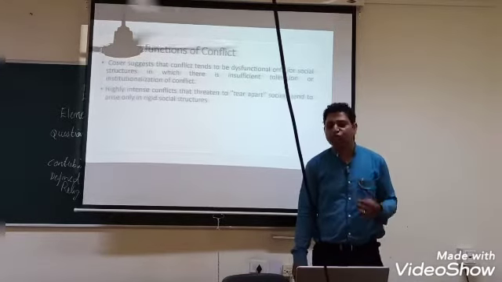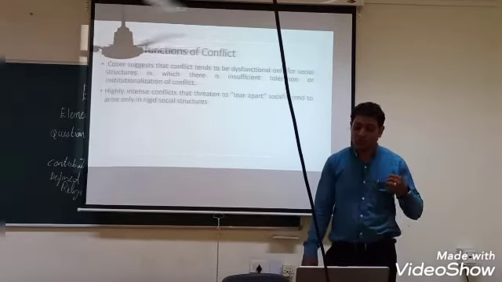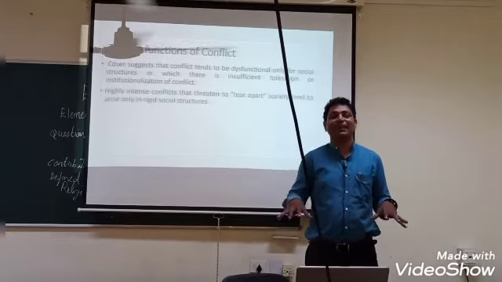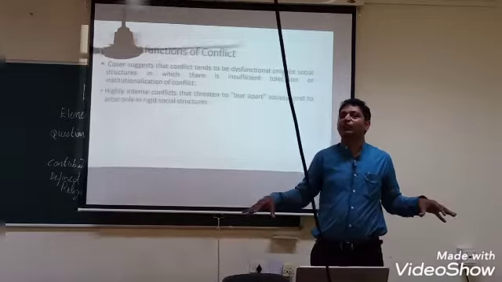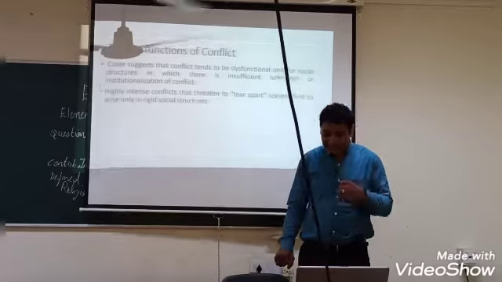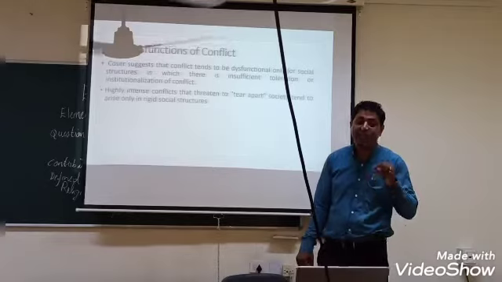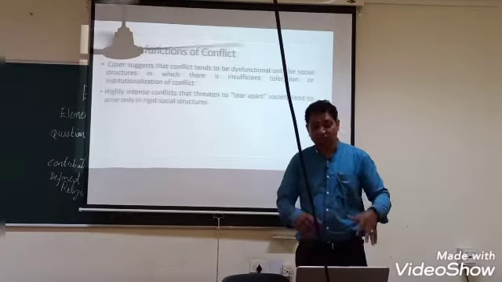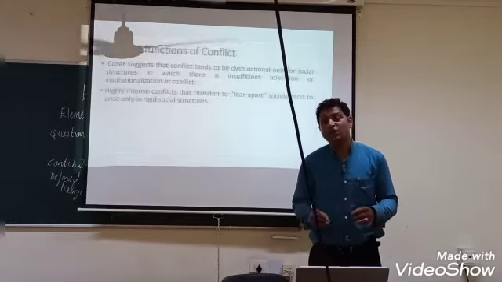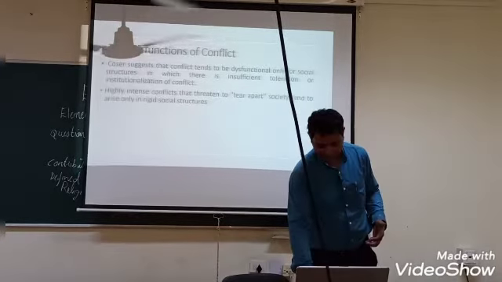Coser suggests that conflict tends to be dysfunctional only for social structures in which there is insufficient toleration or institutionalization of conflict. So when there is no proper way to control the conflict, then conflict becomes a problem. Highly intense conflicts usually threaten to tear apart society and tend to arise only in rigid social structures. In these circumstances, conflict is problematic in that society. Otherwise, conflict has many functions which outweigh the dysfunctions.